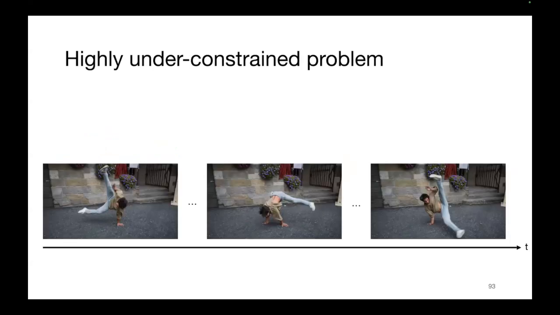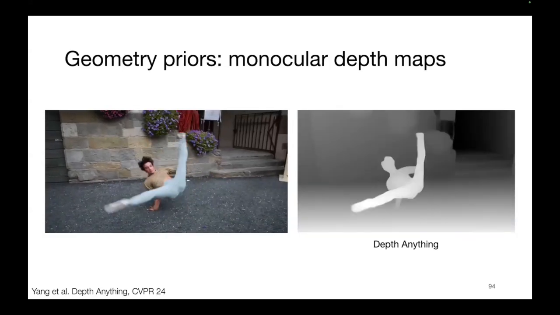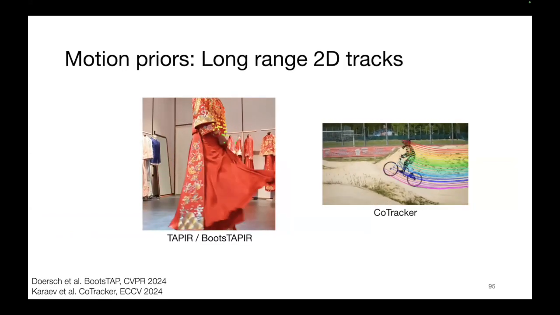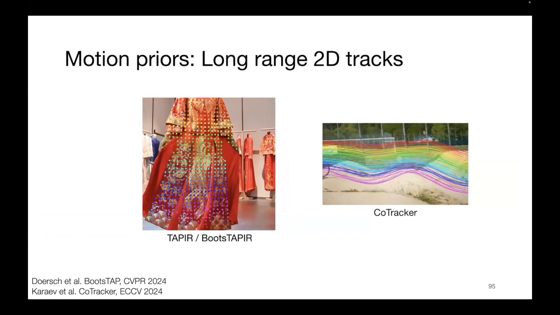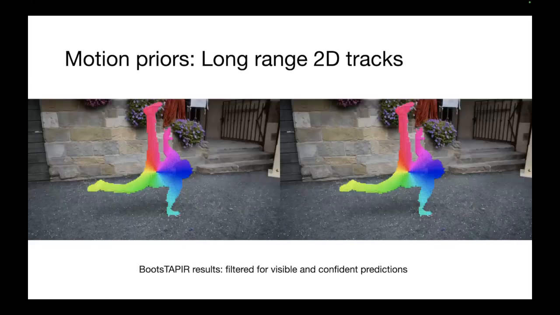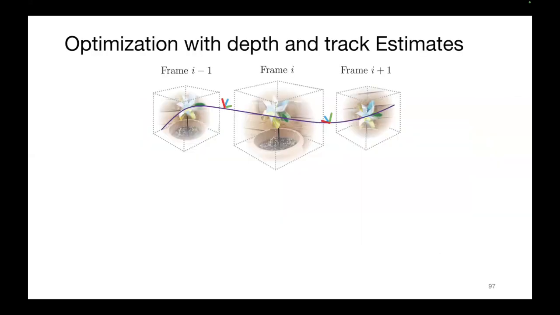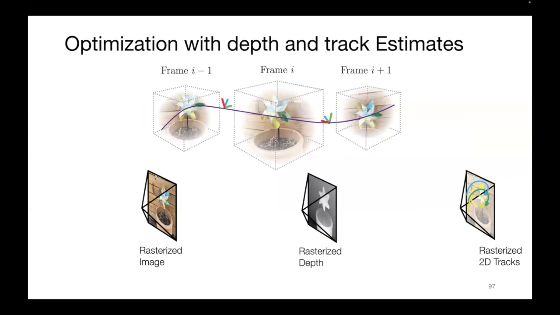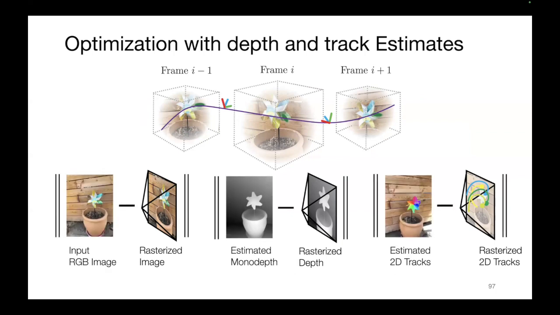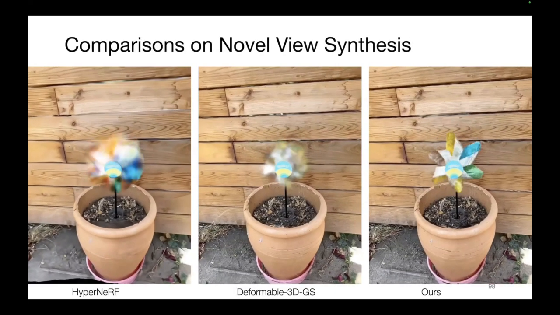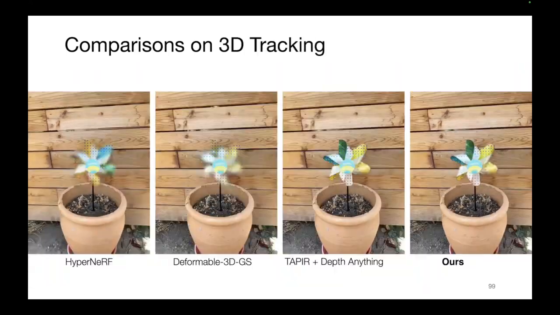But of course, this is a highly under-constrained problem. So we're going to use depth maps and CoTracker results, like long range 2D tracks, and formulate this as an objective. This is the input, and our approach is able to improve upon this. Basically, we get all of these semi-2D, 3D, 2.5D inputs, and we're going to optimize this underlying low dimensional representation so that it reconstructs them. I really think this is just like a bundle adjustment optimization for 4D, and so that's what it is. And then it allows you to get much better reconstruction.